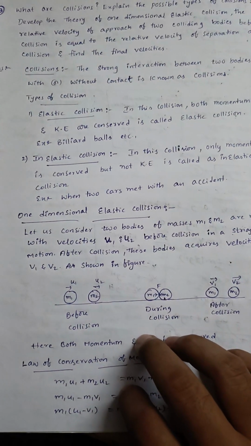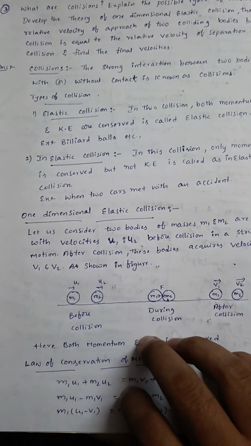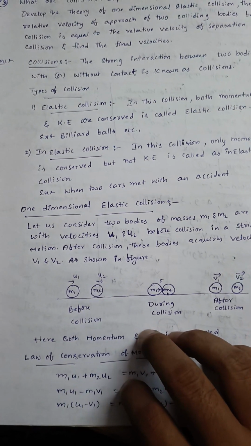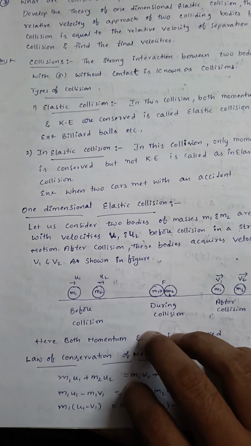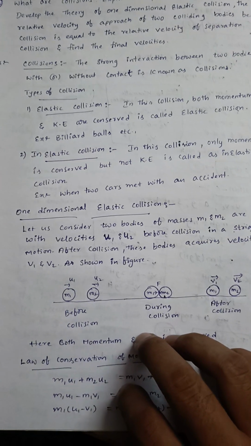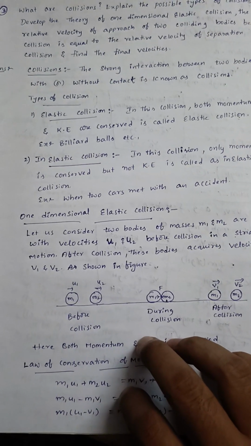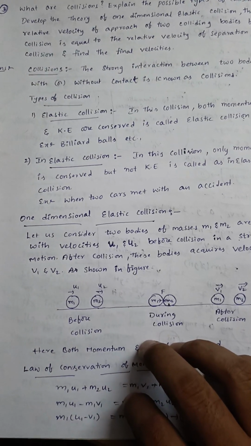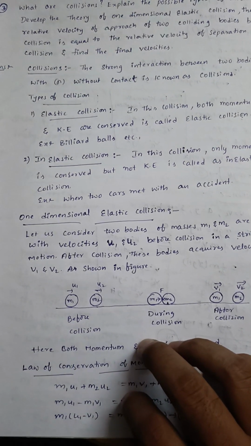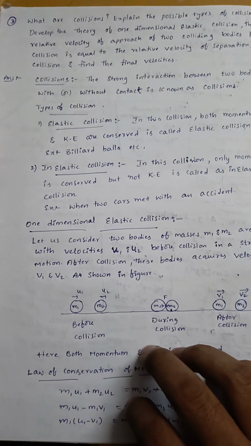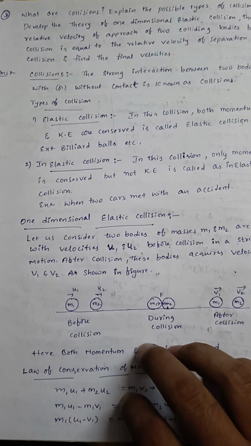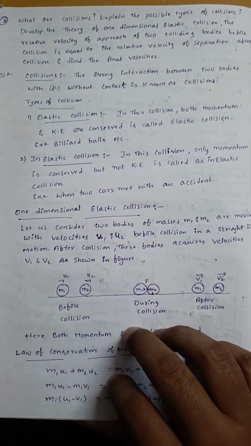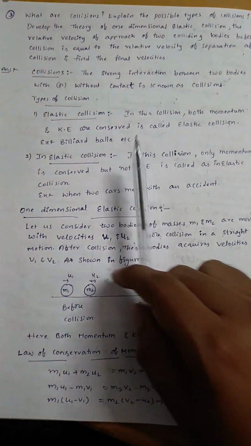Without contact collision, the best example is magnetic opposite poles and magnetic like poles. Another example is collision occurring without contact in the nucleus. So without contact, in an atom also we can take. So the strong interaction between two bodies with or without contact is known as collision.